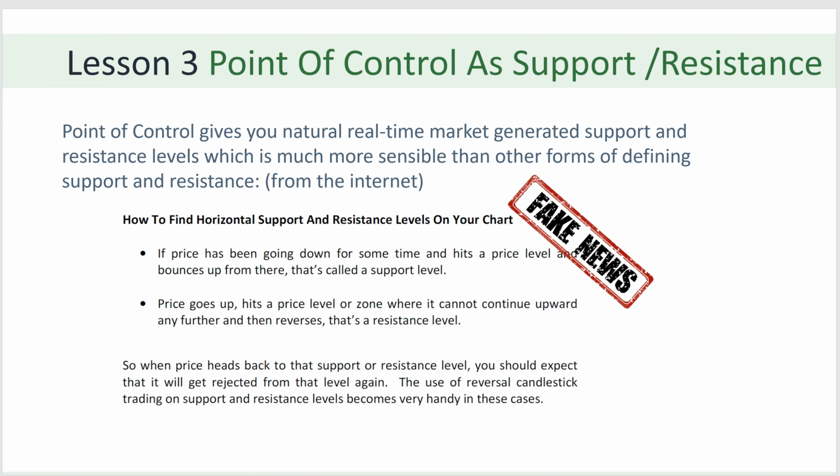Well, if price has been going down for some time and it hits a price level and bounces up from there, that's a support level. Not necessarily. If price goes up, hits a price level or zone where it cannot continue upward any further, then reverses, that's a resistance level. When price heads back to support or resistance levels, you should expect that it will get rejected from that level again. The use of reversal candlestick trading on support resistance levels becomes very handy in these cases.